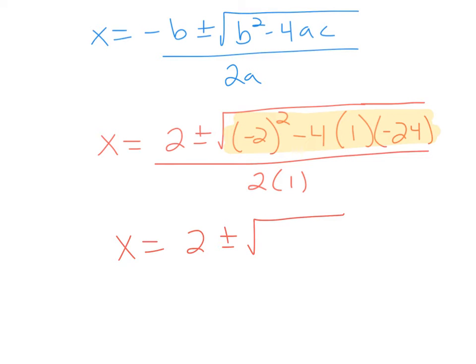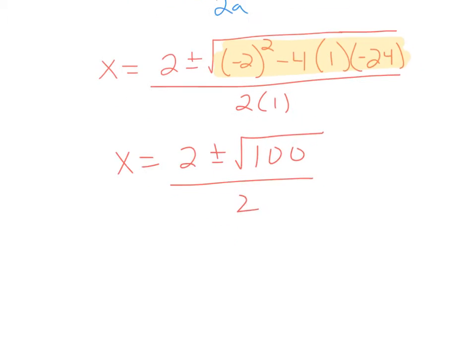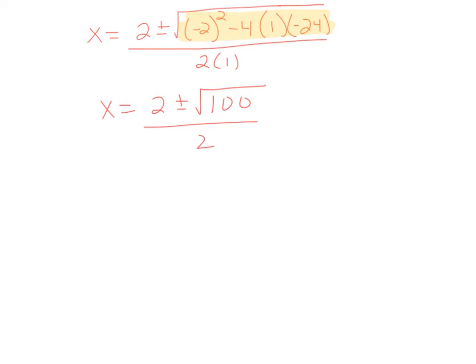Now on the inside there, on that yellow part, when I typed that in my calculator, I got 100. Okay? All right, so now I'm going to go ahead and take the square root of 100 and get 10. So I have 2 plus or minus 10 divided by 2. Okay, so now at this point right here, this plus or minus is telling you that there are two answers. Remember, on a quadratic, we need two solutions, okay? So we're going to go ahead and break this up.